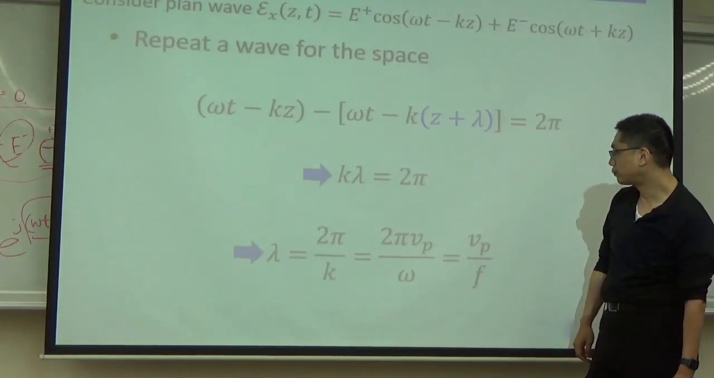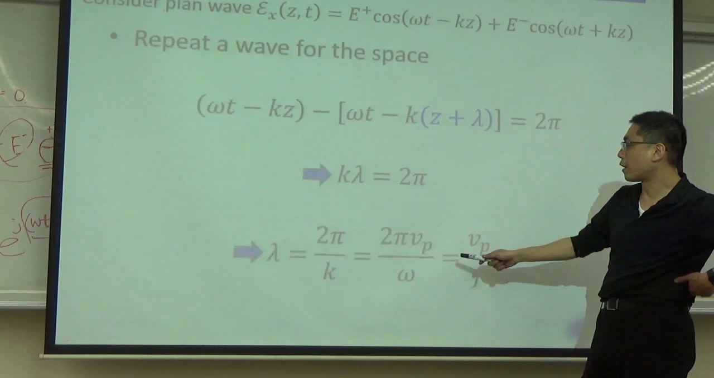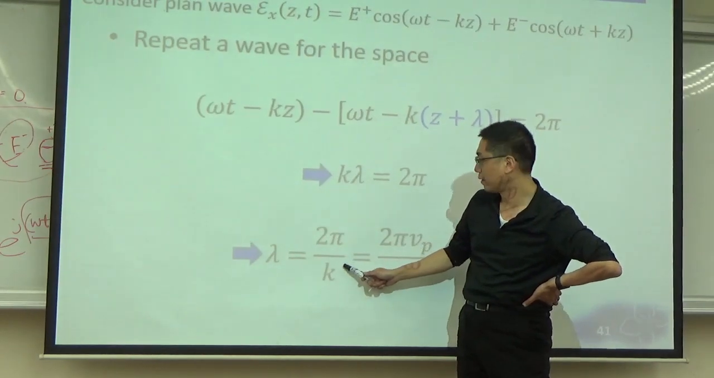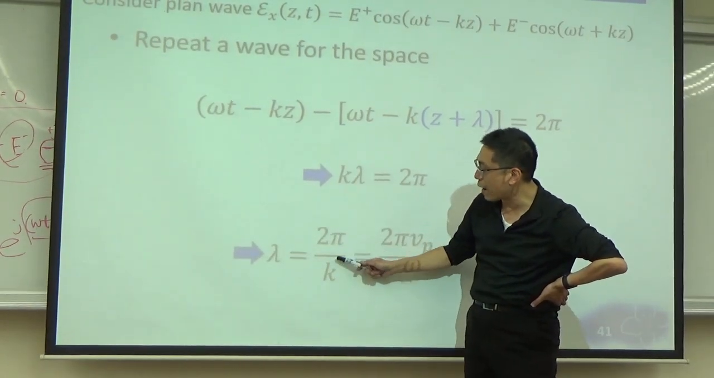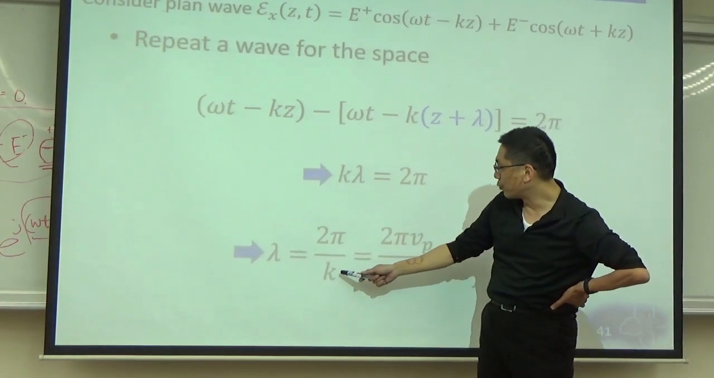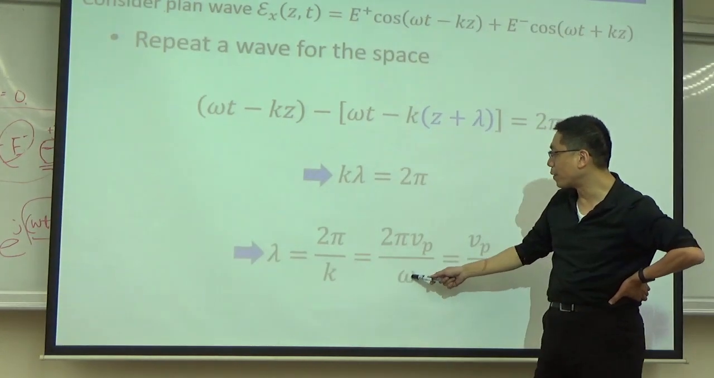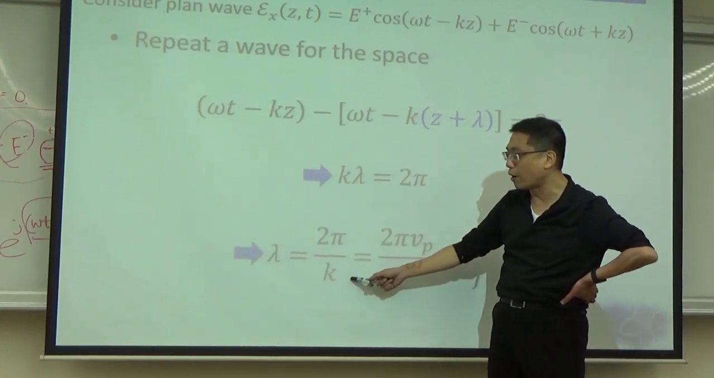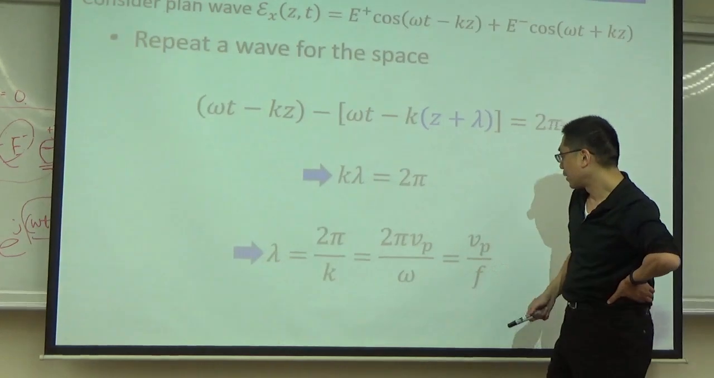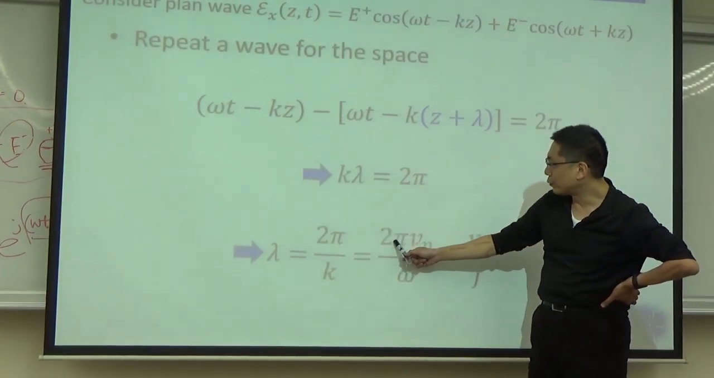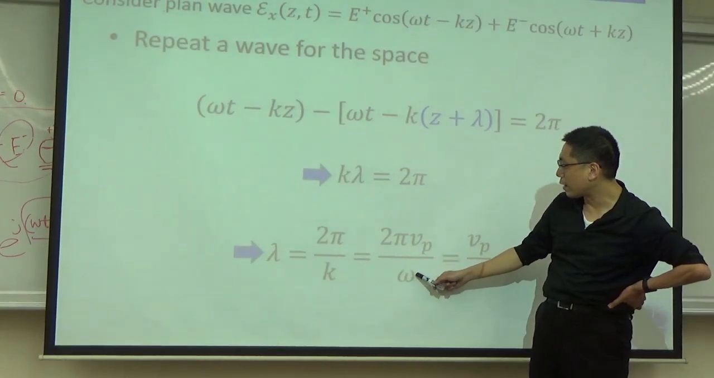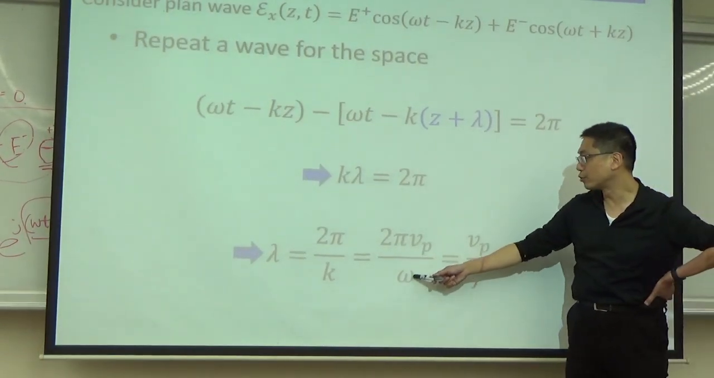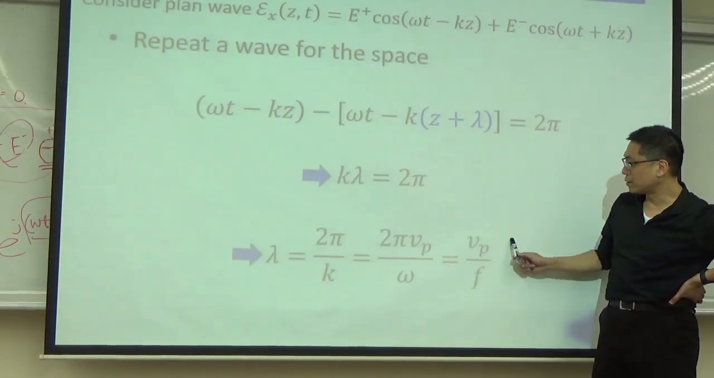And also, you can trace back from the equations. Because k equals 2 pi over lambda, you can also say lambda equals 2 pi over k. And we know k equals omega over Vp, because Vp equals omega over k. And from that, 2 pi over omega can be cancelled, and then we are left with f, because omega equals 2 pi times f. So you can get this one.